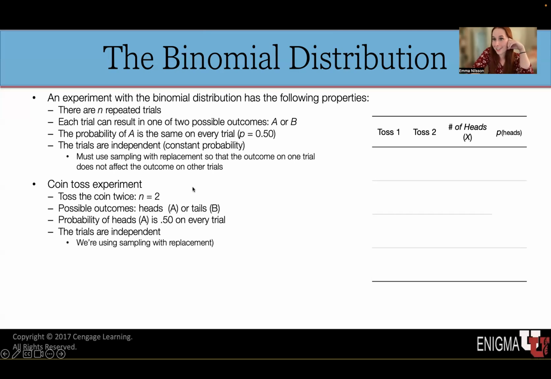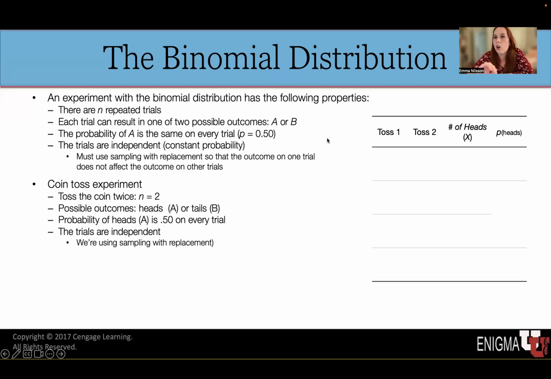Let's do one of these. Let's say we're doing a coin toss experiment. Our n value is going to be 2. We're only going to toss the coin twice. The possible outcomes are either heads or tails, and the probability of heads or tails is 0.5 on every trial, and the trials are independent.